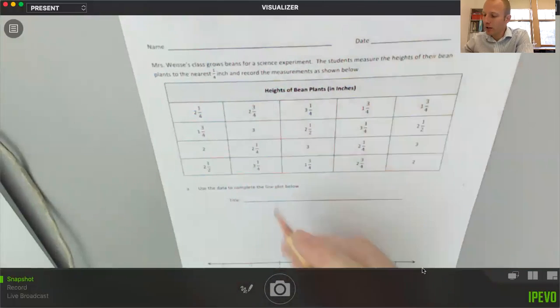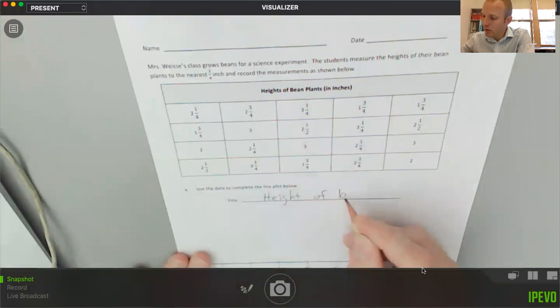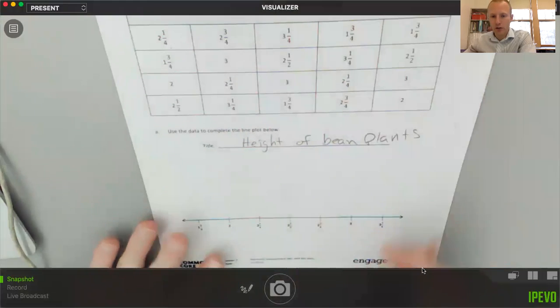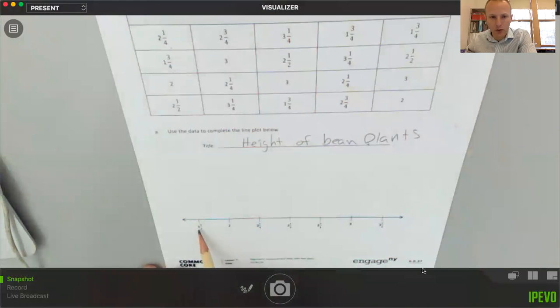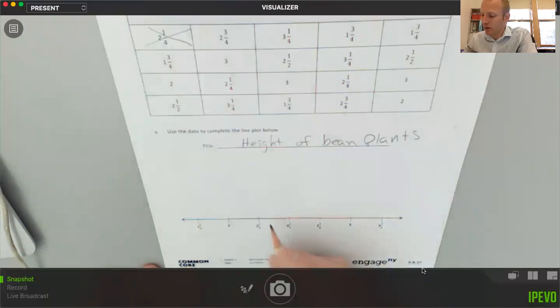Our title is height of bean plants. And you'll see down here, we have 1 3/4, 2, 2 1/4, 2 1/2, 2 3/4, 3, and 3 1/4. What we're going to do is each time we see one of these, we're going to put an X. For example, that says 2 1/4, so I'm going to put an X through it. And then I'm going to take that same X and put it down here, because we had one measurement so far that's 2 1/4. So X equals 1 plant.